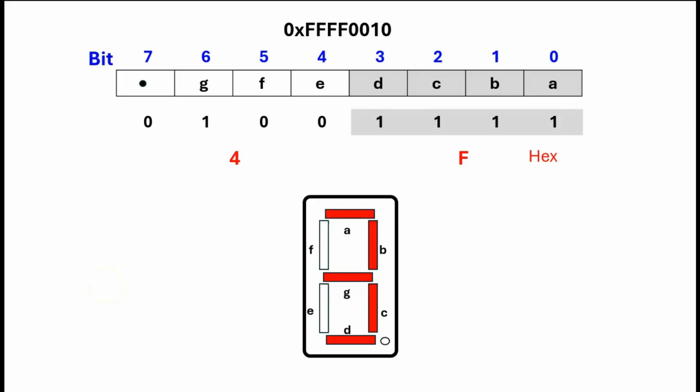Okay, now let's take a look at another example. If we set bit 0 to a 1, bit 1 to a 1, bit 2 to a 1, and bit 3 to a 1, and then bit 6 here to a 1, we will get a hex value of 4F hexa. Now this will then give us a decimal 3.